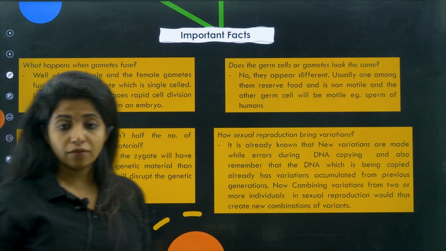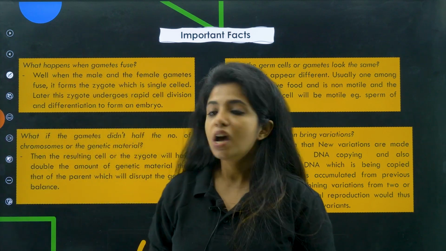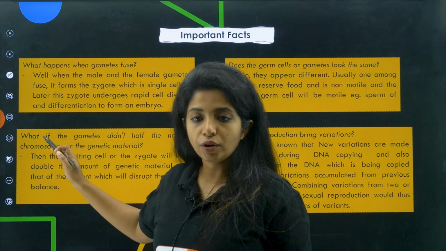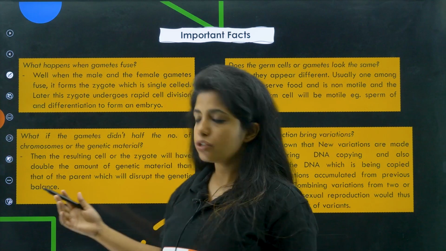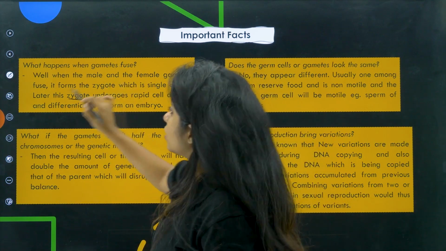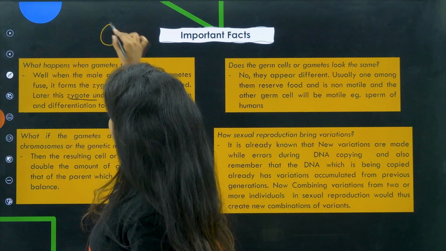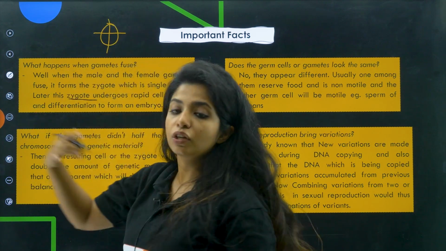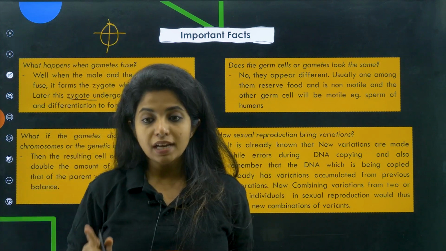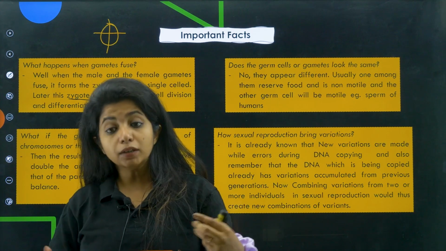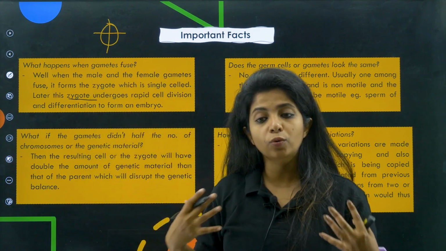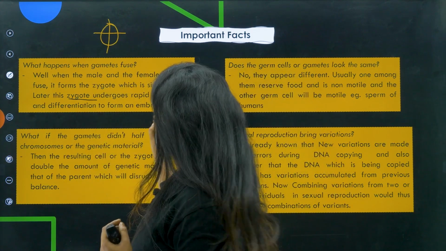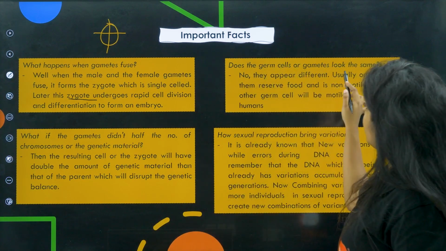Now, certain important facts about sexual reproduction. What happens when gametes fuse? I told you a zygote is going to form. What happens to the zygote, children? This zygote is just a single cell. This single cell will divide into 2, this will divide into 4, and then it goes on. It is going to form an embryo. Zygote is the one that is single celled. Later on, when it starts division, it's now known as what? An embryo.